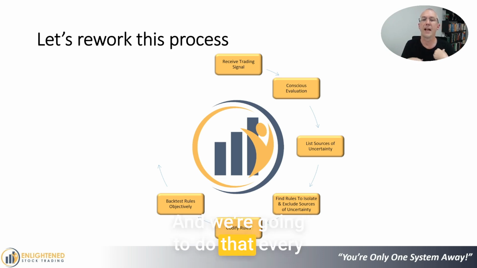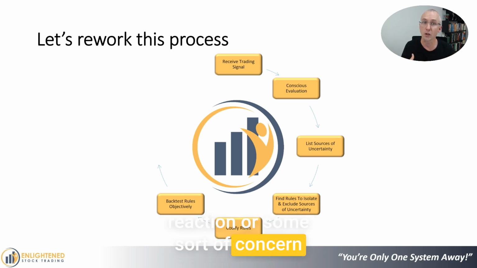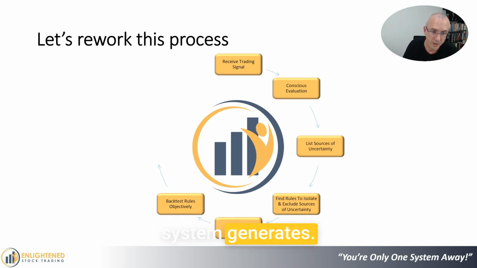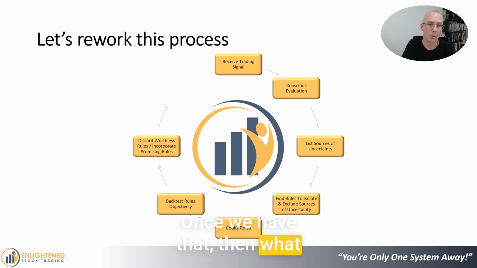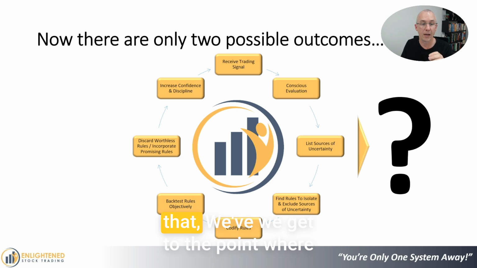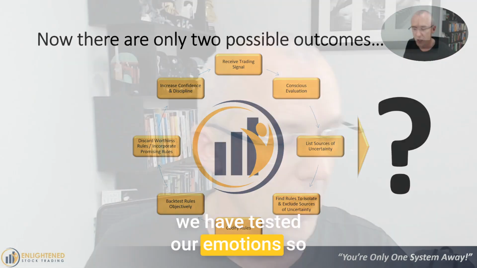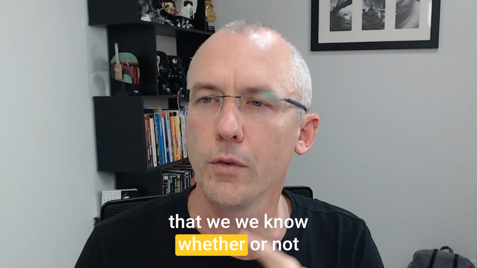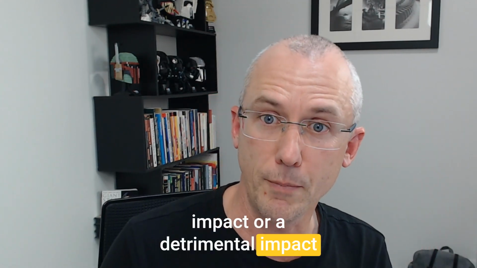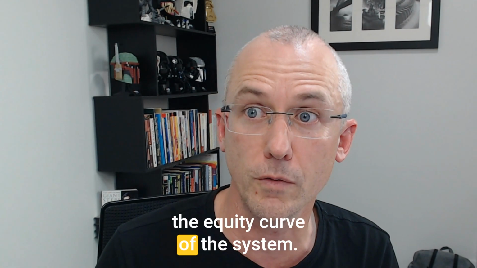And we're going to do that every single time we have an emotional reaction or some sort of concern about a trade or a situation that the system generates. Once we have that, then what we're going to do is discard the worthless rules and incorporate the promising rules. And then finally, we get to the point where we have tested our emotions so that we know whether or not those emotions have a profitable impact or a detrimental impact to the P&L of the system or the equity curve of the system.